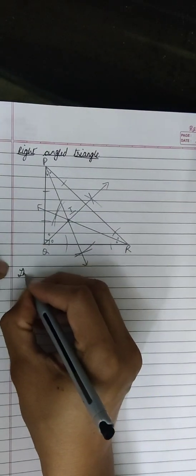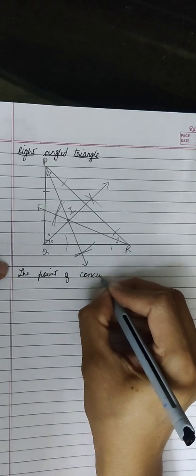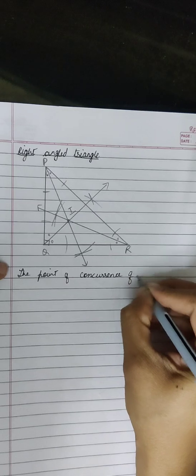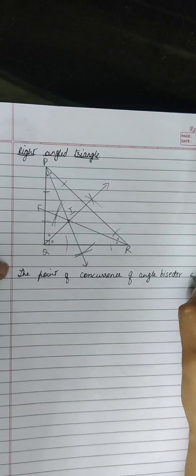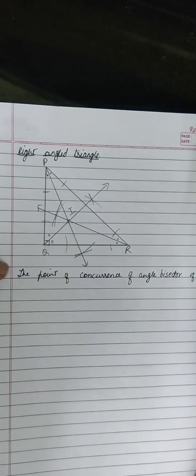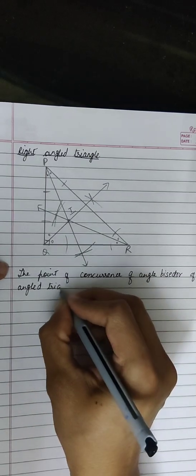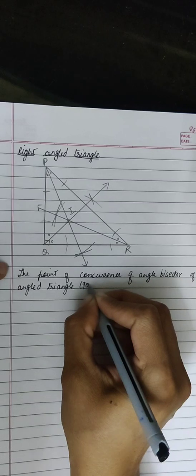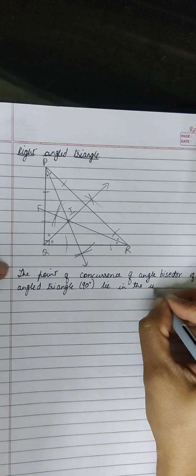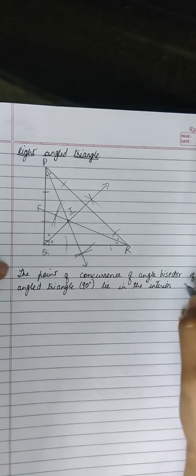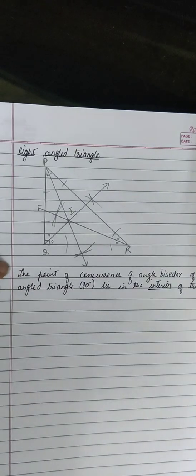So what do I write? The point of concurrence of angle bisectors of a right angled triangle lies in the interior of the triangle. Right angle triangle means a triangle with 90 degrees. So this also came in the interior.